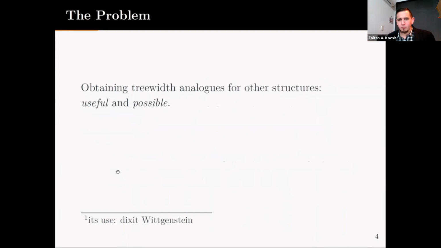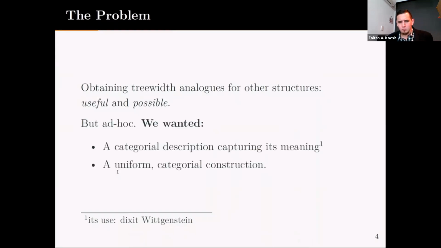So when we start studying a new category of combinatorial or graph theoretic objects, it's often a good idea to try and find a corresponding notion of Treewidth. And very frequently, this turns out to be possible, but it's an ad hoc process, coming up with a new notion of Treewidth that works for your structure. Instead, what we wanted was a categorical description, capturing at least some of the meanings of Treewidth, and a uniform categorical construction of the actual Treewidth, so that whenever I start to investigate a new category of combinatorial objects, I can just apply this one construction and get a good notion of Treewidth immediately.